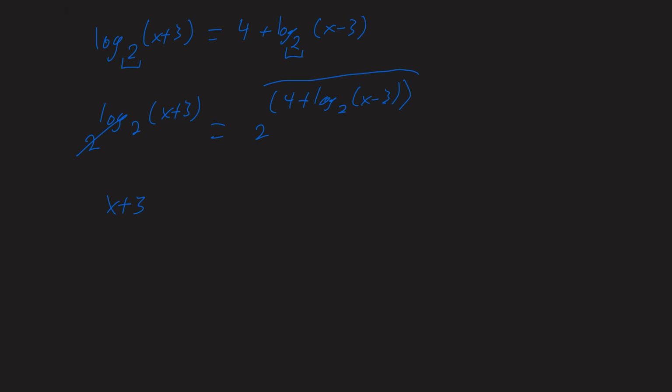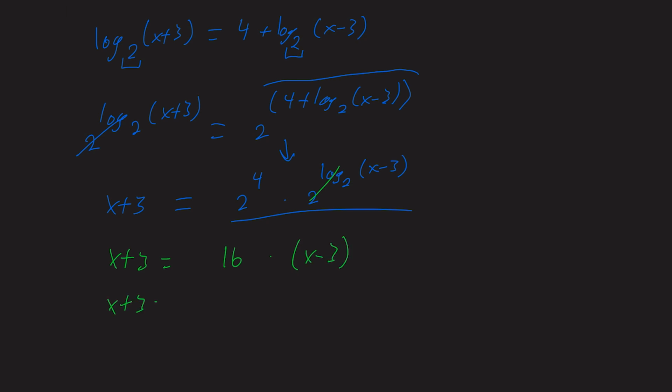But we should remember from our exponent rules that when there is addition present in our exponent, that can be split back into multiplication. What I mean is, this is equal to 2 to the 4 multiplied by 2 to the log base 2 of x minus 3. And now, this is much simpler to work with. So we're left with x plus 3 equals 2 to the 4, which is 16, times, these cancel, x minus 3.